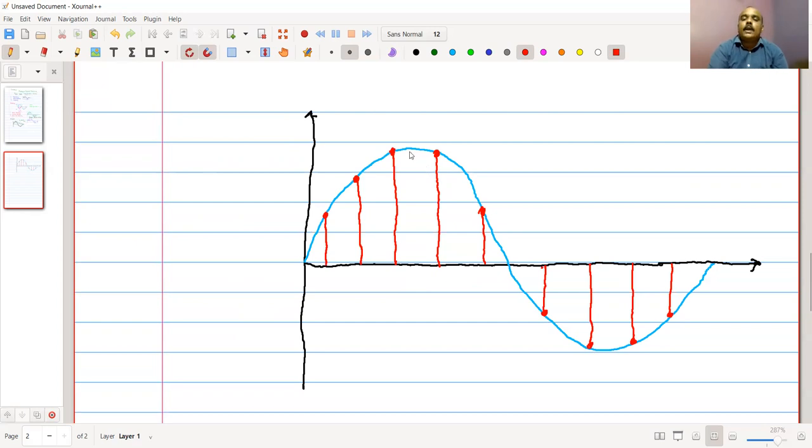Now let us assume that my analog signal is varying up to plus 20 volts. The maximum voltage it can take is plus 20 volts, so I'll take the threshold as plus 20 volts, and it varies from minus 20 volts to plus 20 volts. Now, with some guess, let us write it. Here, this is 5 volts, 10 volts, 15 volts. Again, this is 5 volts, 10 volts, 15 volts, right?